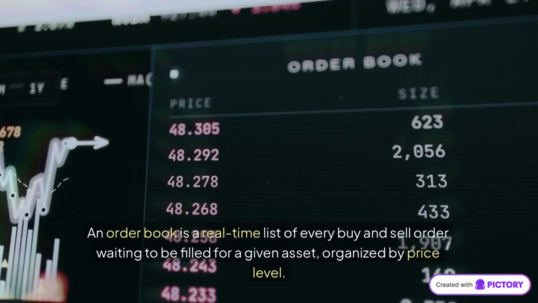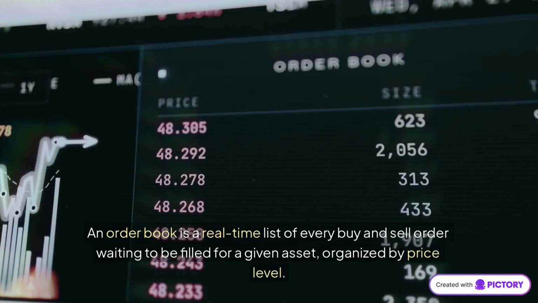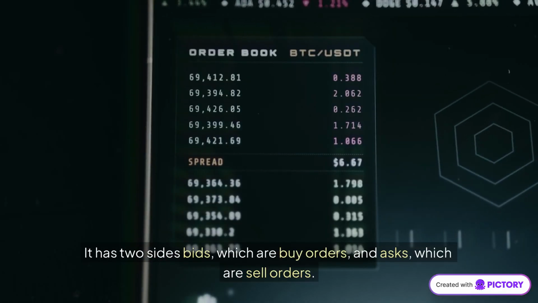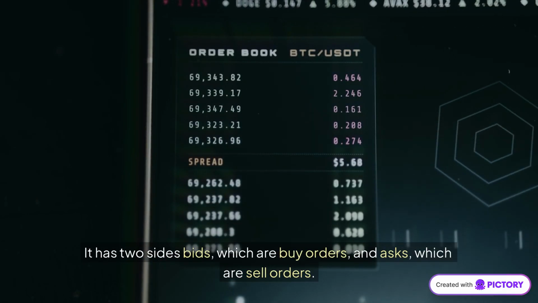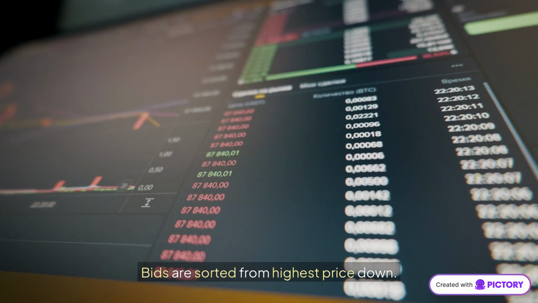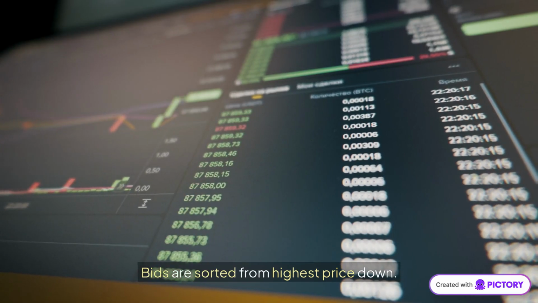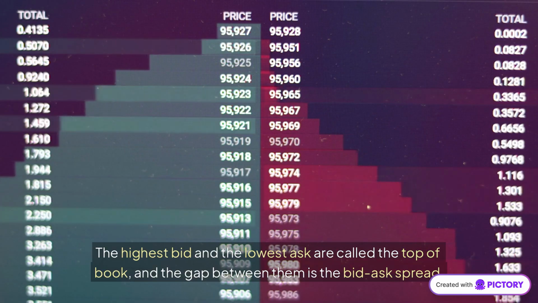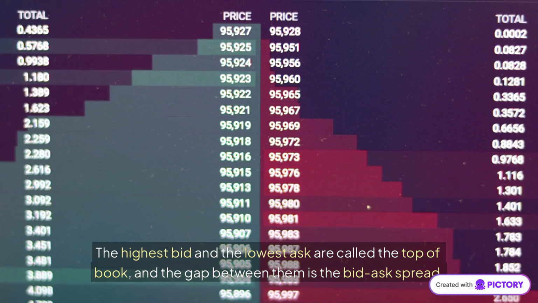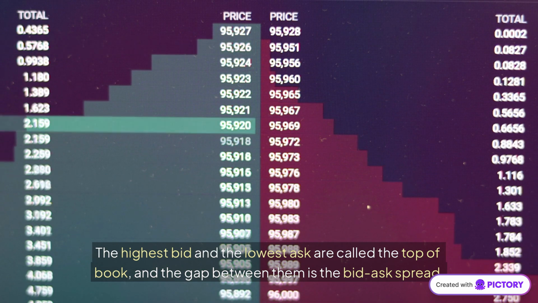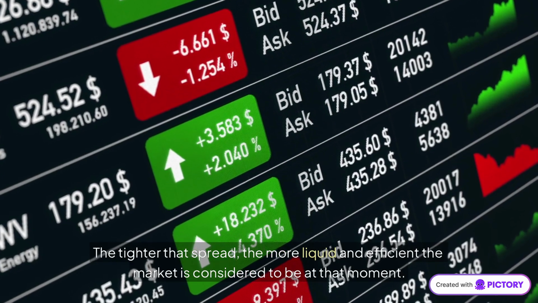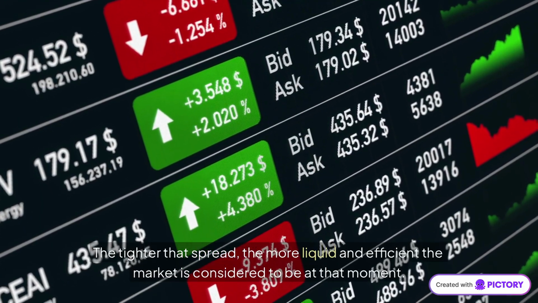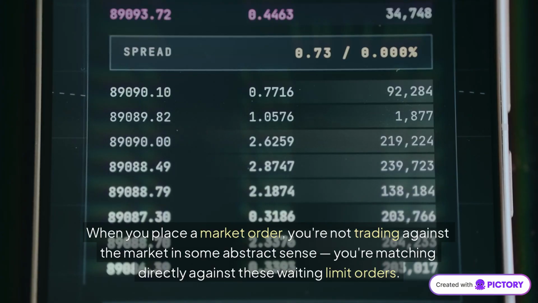An order book is a real-time list of every buy and sell order waiting to be filled for a given asset, organized by price level. It has two sides: bids, which are buy orders, and asks, which are sell orders. Bids are sorted from highest price down, asks are sorted from lowest price up. The highest bid and the lowest ask are called the top of book, and the gap between them is the bid-ask spread. The tighter that spread, the more liquid and efficient the market is considered to be at that moment.